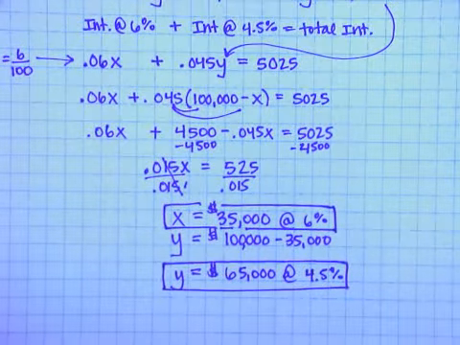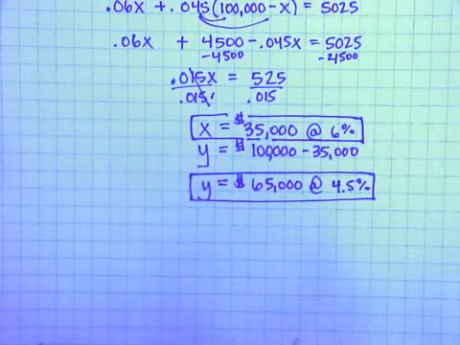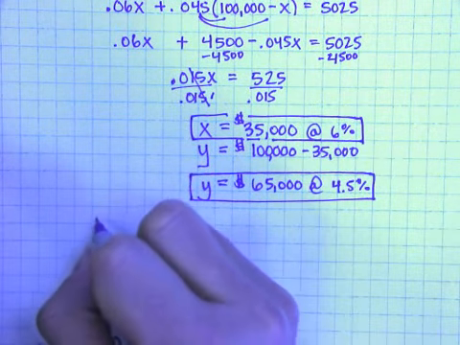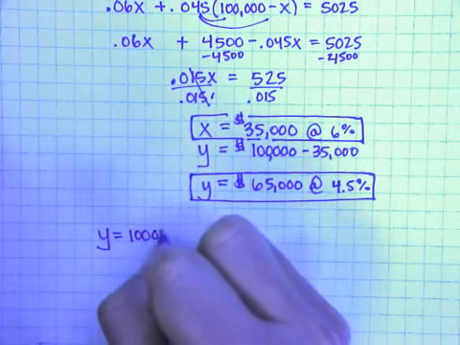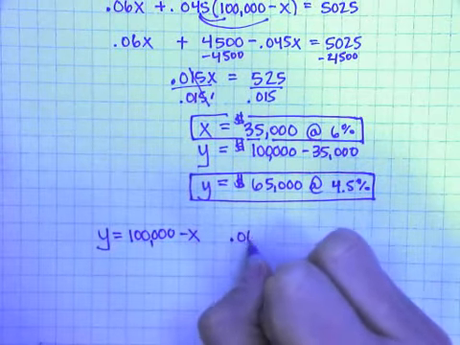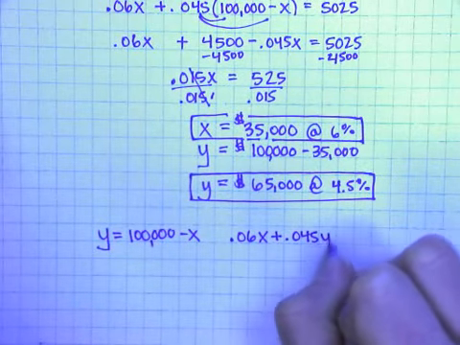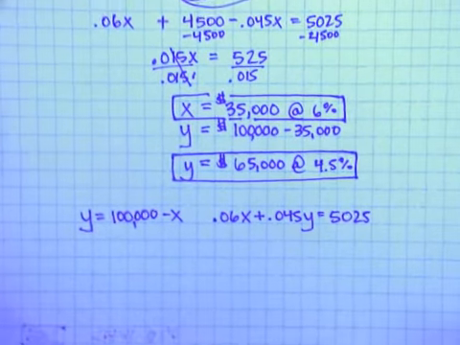Now, this isn't the only way that you could solve this problem, and so just to show you how you could do it, you could also do this one graphically. When in doubt, graph it out. So we had y equals 100,000 minus x, and we also had 0.06x plus 0.045y equals 5,025 at the beginning of this problem.